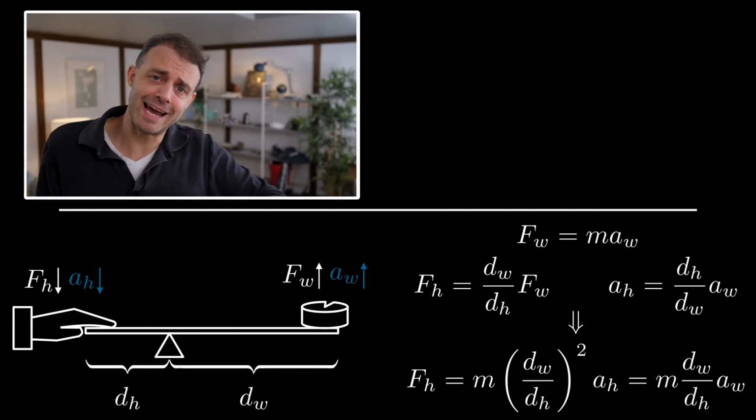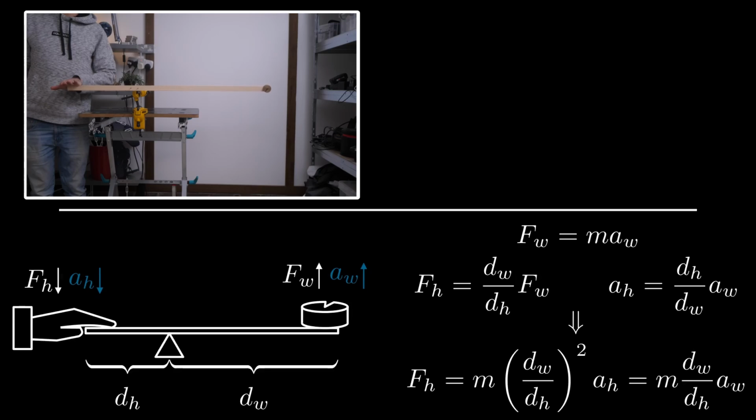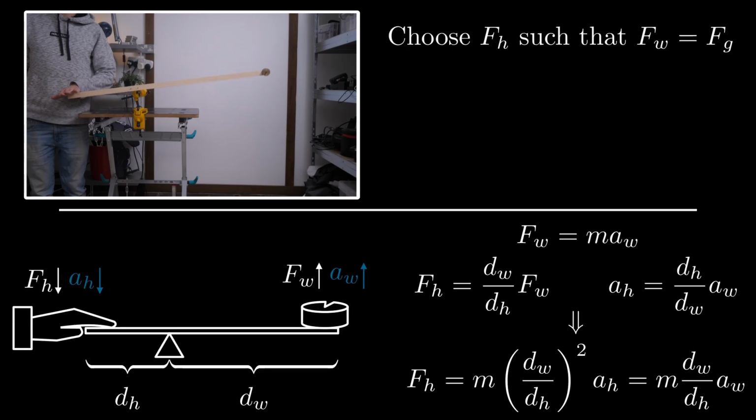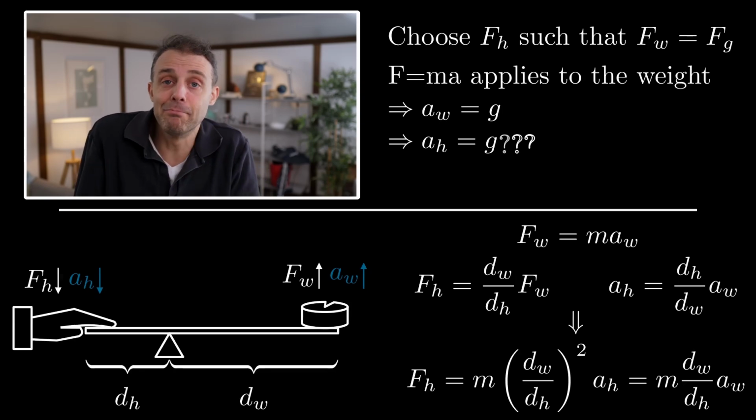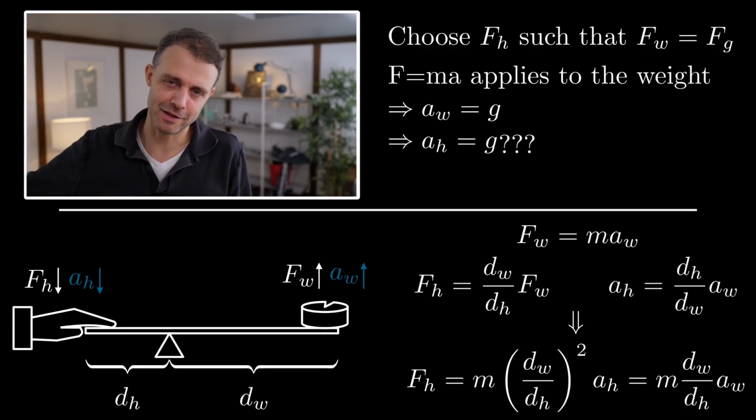"When I press down on a lever with a certain force, to keep it stationary, and then I double that force." In other words, we're choosing the force that a hand puts in, Fh, such that the net force on the weight, Fw, is equal to the force that would be applied to the weight by gravity, Fg. And we know F equals ma, when applied to the weight, so that means that the acceleration of the weight is little g. "My brain is expecting my hand to accelerate downwards at little g, but it might not, right? It depends what's going on the other side of the lever."